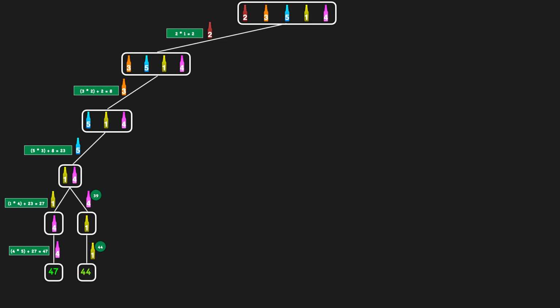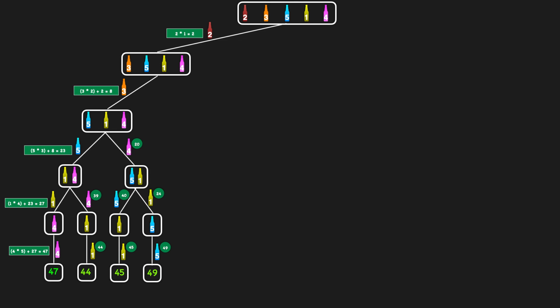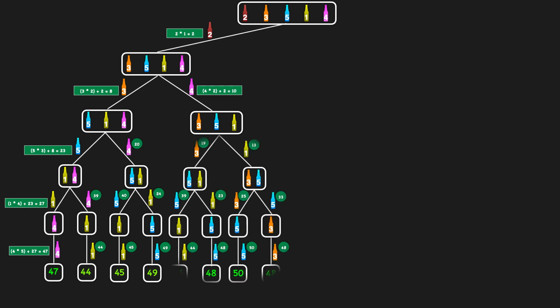So let's sell the rightmost bottle in the 3rd year. The total profit made so far is 20, and this is what the rest of the subtree will look like. Let's now sell the rightmost bottle in the 2nd year for a total profit of 10. And for this node, this is what the rest of the subtree will look like. Finally, we will sell the rightmost bottle in the 1st year. This results in a total profit of 4.